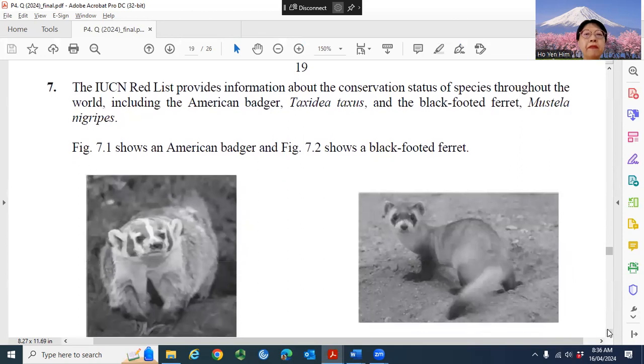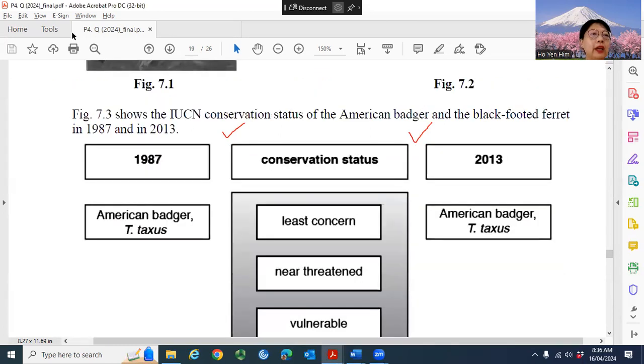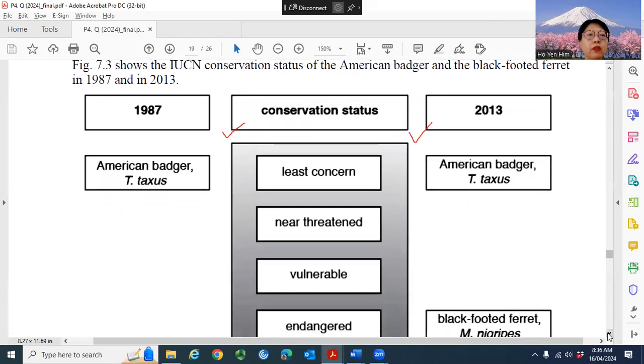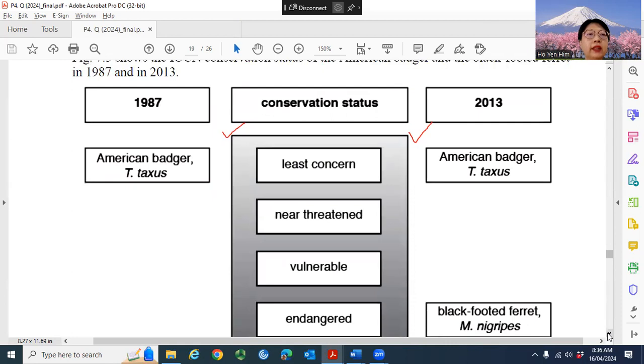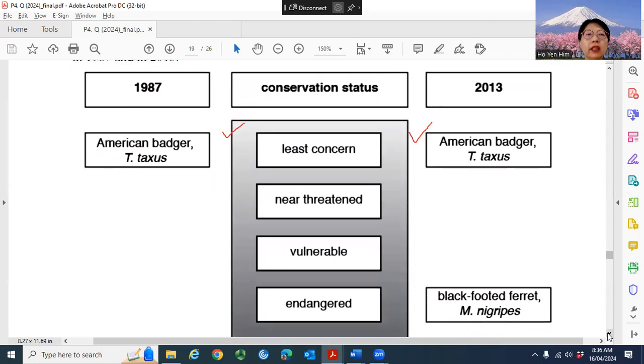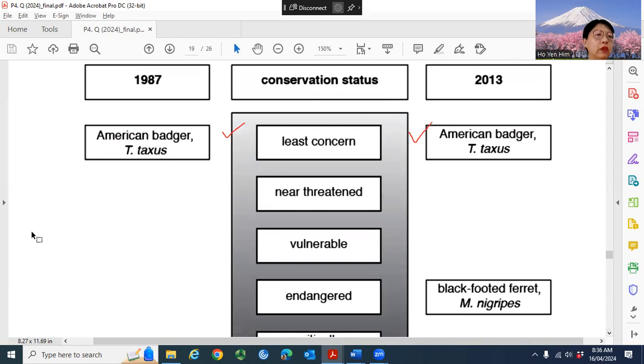So number 7. We have got 2 types of organism. One is the American badger and one is the black-footed ferret. These are the 2 species that are found in America. This is the IUCN Red List for these 2 species in 1987 and 2013, so comparing the 2 different years.